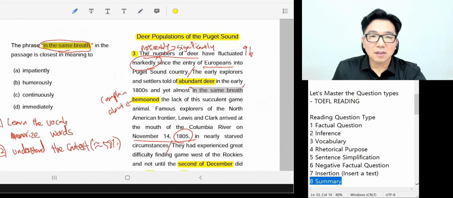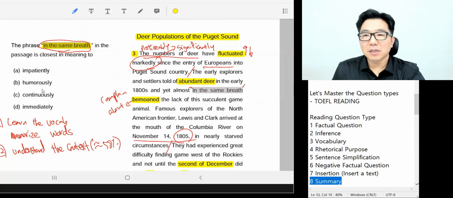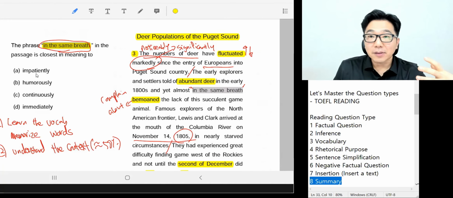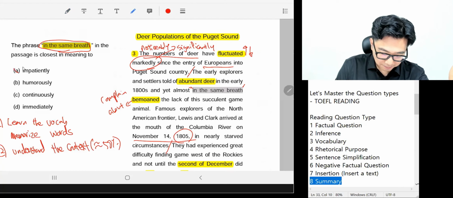Far from it. If I just, for the argument's sake, maybe if you understood this word and tried to guess, maybe, but maybe not. Okay. So impatiently doesn't make sense whatsoever. Let's put in impatiently in there. The early explorer and settler told of abundant deer in the early 1800s, and yet almost impatiently. It just doesn't even make grammatical sense. Okay. Like impatient, the subject has to be someone who is very impatient. They cannot wait for something to happen. That's impatient. So this is easy, no?